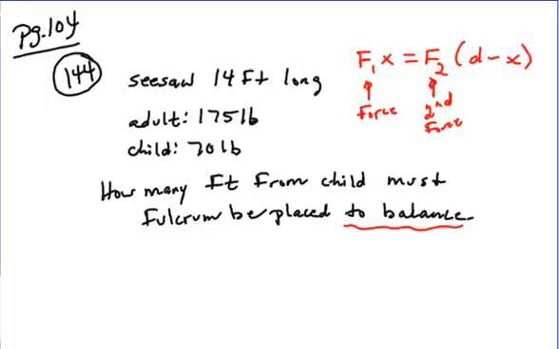And then basically it's just saying, hey, that's the rest of the distance over here. So D would be the distance. And what X will tell us is how many feet from whichever one we're referring to. The child in this case, right?